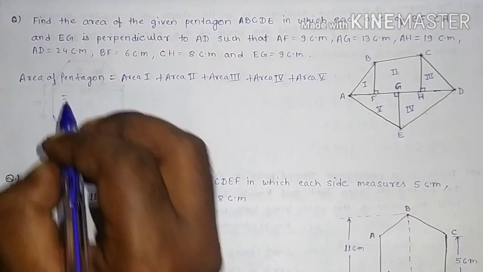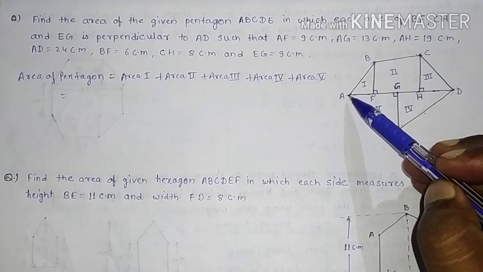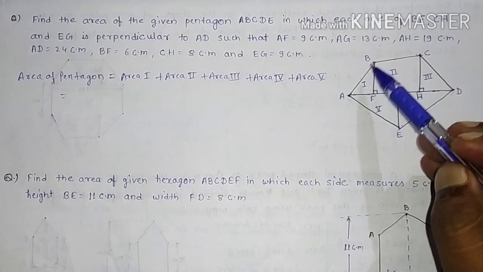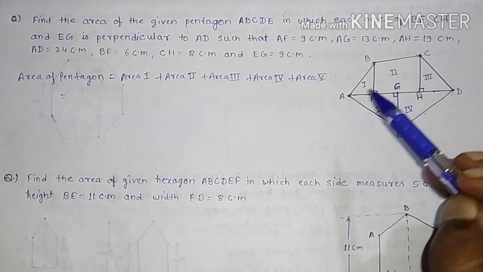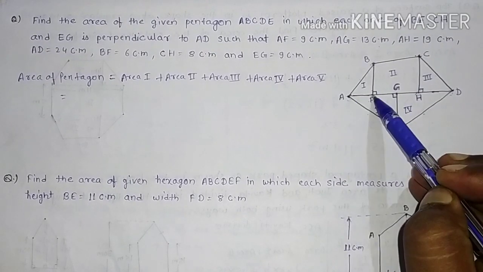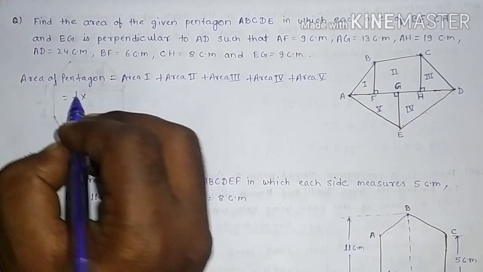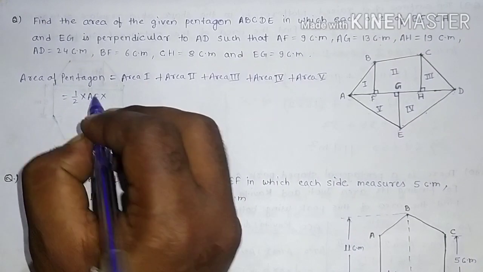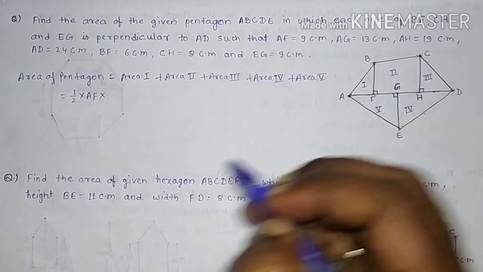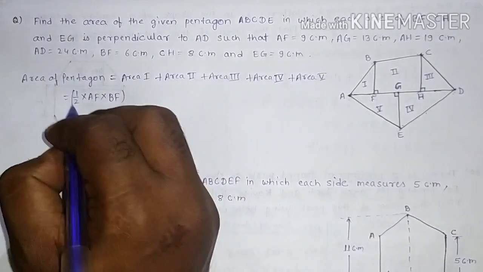Now simply, area of section first. This is in the shape of triangle ABF. Now the height is BF and base is AF. So the area will be half into base into height. So half, base is AF, into height is BF. This is the area of the first section.